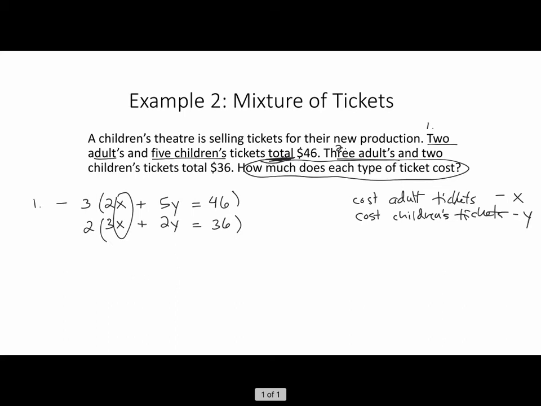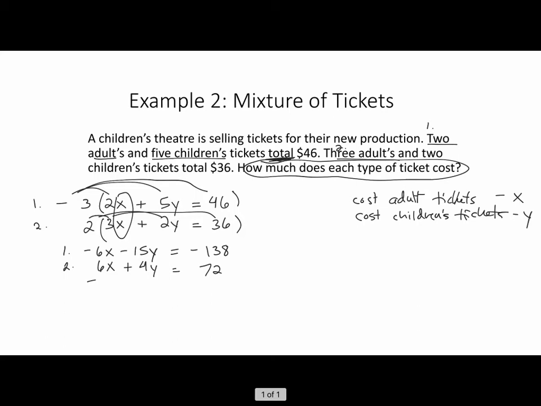So in our first equation, we're going to distribute a negative 3 to each of those terms in the equation. So negative 3 times 2 is negative 6 times X. And negative 3 times 5 is negative 15 times Y. Don't forget the other side. And negative 3 times 46 is negative 138. Then let's do our second equation. We're going to be distributing the 2. So 2 times 3 is 6X. 2 times 2 is 4 times Y. And on the other side, 2 times 36 is 72.